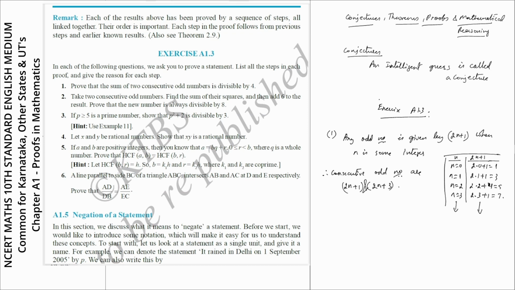Now what's the question? Prove that the sum of consecutive odd numbers is divisible by 4. We'll add these two. Therefore 2n plus 1 plus 2n plus 3, what do we get? Open the bracket: 2n plus 1 plus 2n plus 3. So here 2n plus 2n, I'll get 4n. 1 plus 3, I'll get 4. Now again I can take 4 as a common factor, I'll get 4 times n plus 1. So what it means is 4 is a factor.